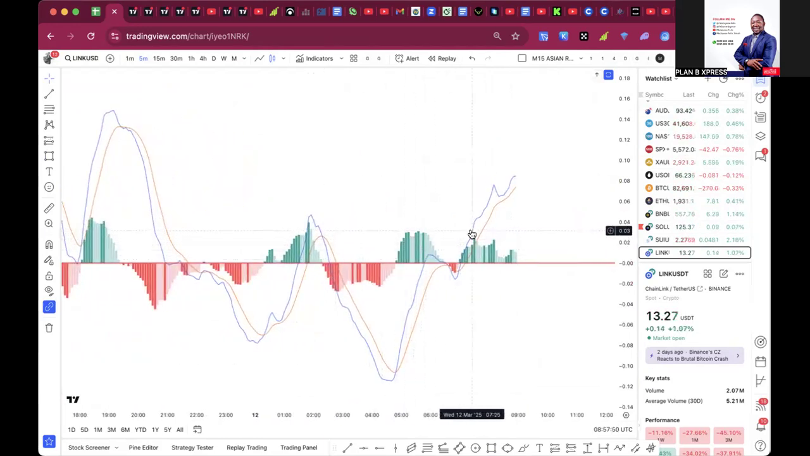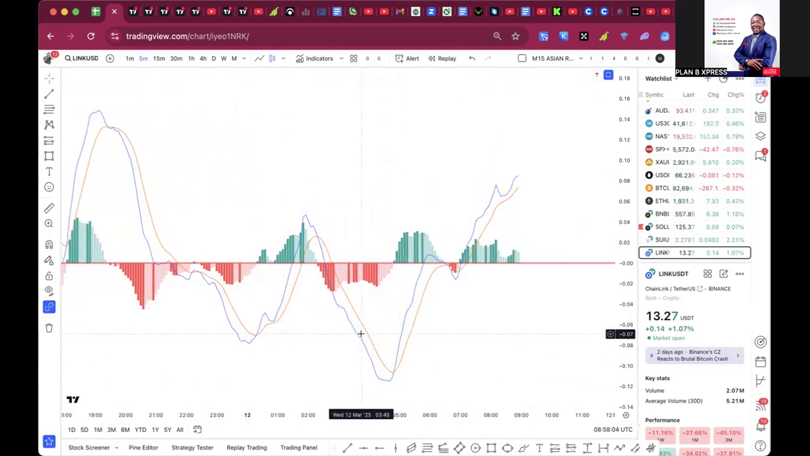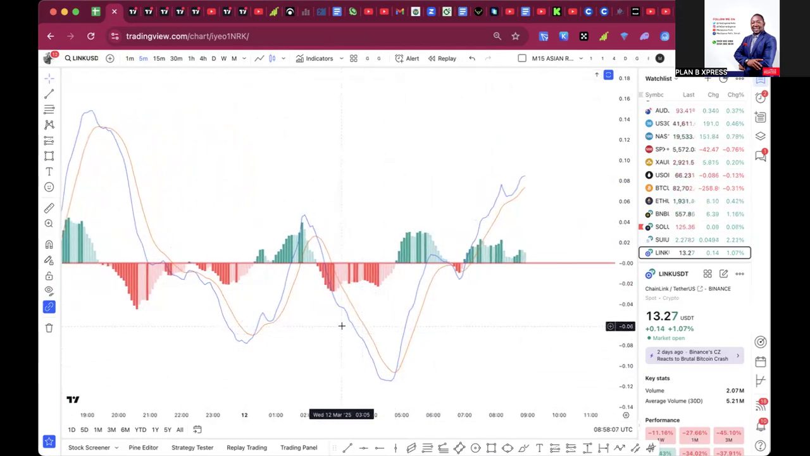I say MACD has three components. It has the histogram, the MACD line, and the signal line. When the MACD line is below the signal line, it tends to be a downtrend for that period, for every time frame has its own timing. Now, when the MACD line crosses above the signal line, it tends to be an uptrend. All right, that's a signal for a buying opportunity.